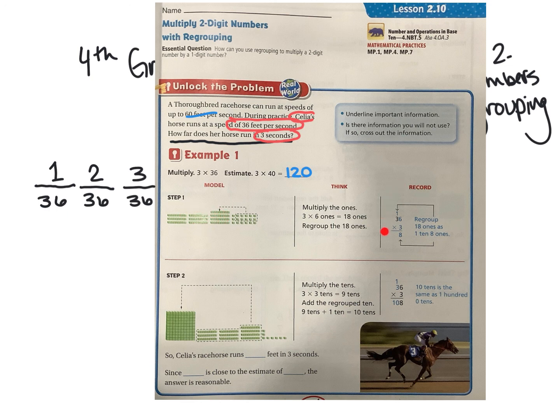So if you look at this algorithm over here, they set it up like you've been setting up 36 times 3. But this time, just like we do in addition, we start in that ones place so that if there's any spillover, it can spill over.